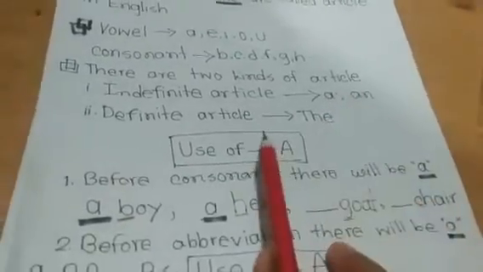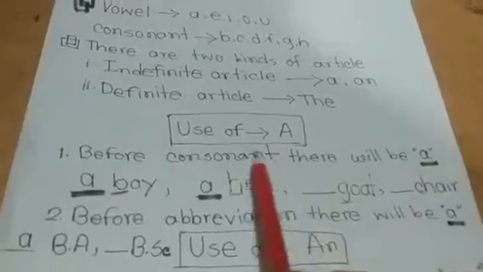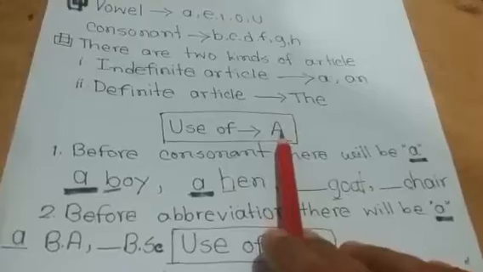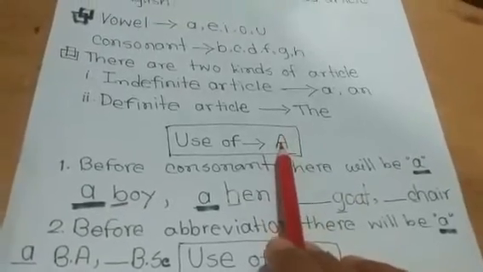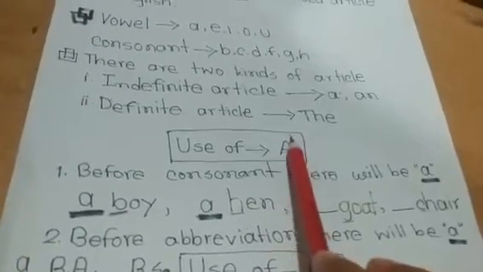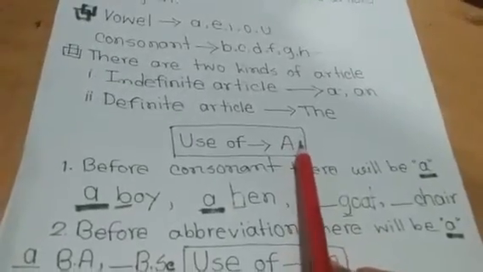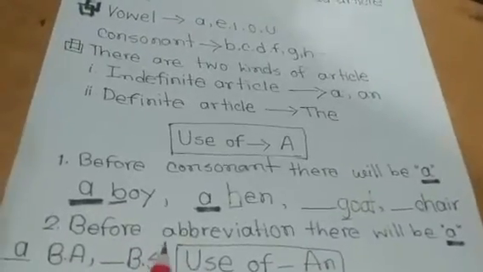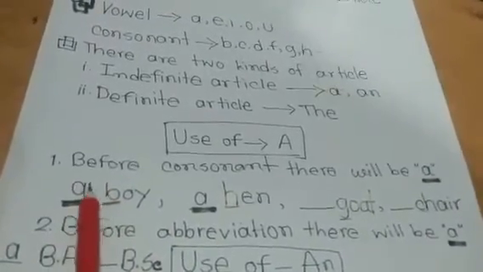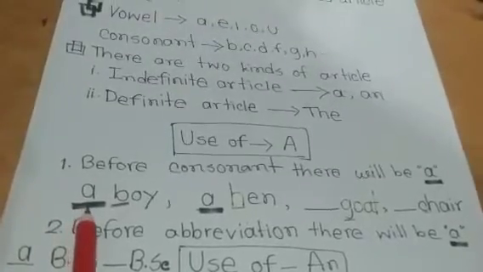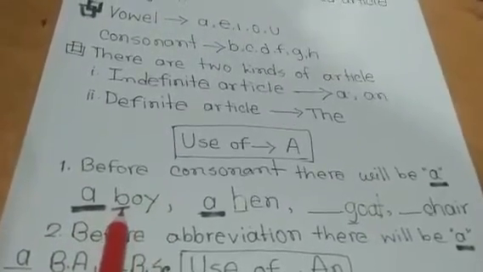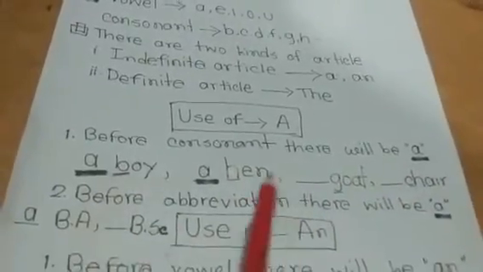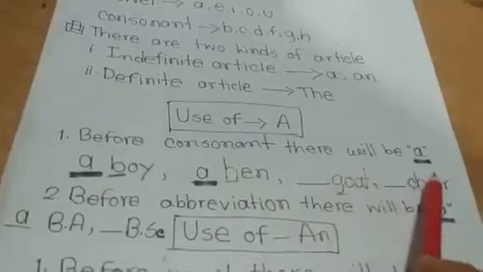Okay, let's see the use of a. Where should we use a? If we pronounce the letters, then here we will say a. If we pronounce the line, then there we will call a, not an. You have to remember, before consonant there will be a.